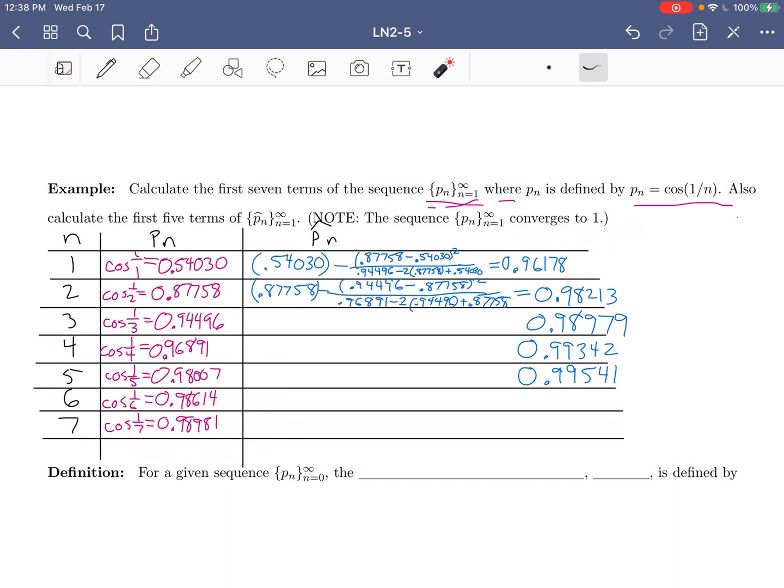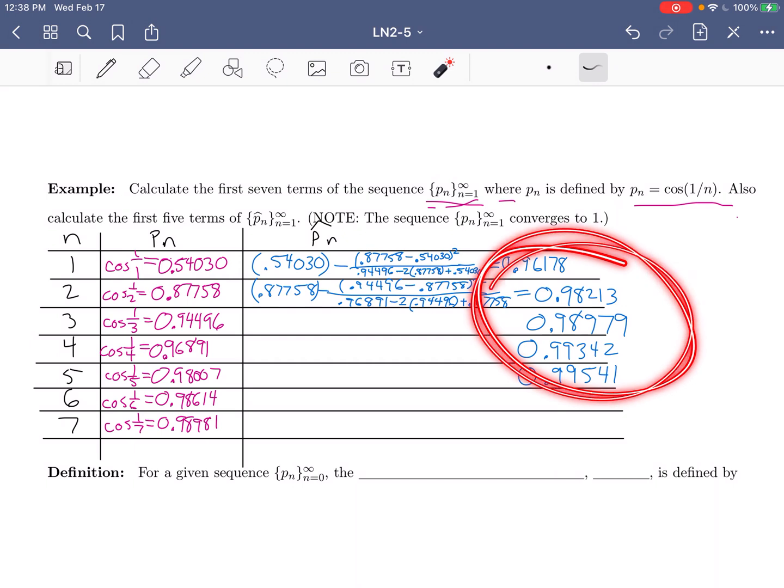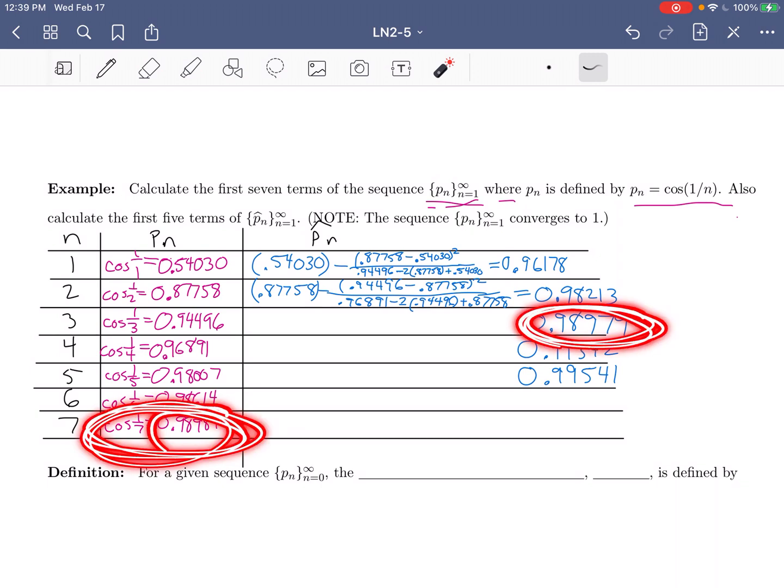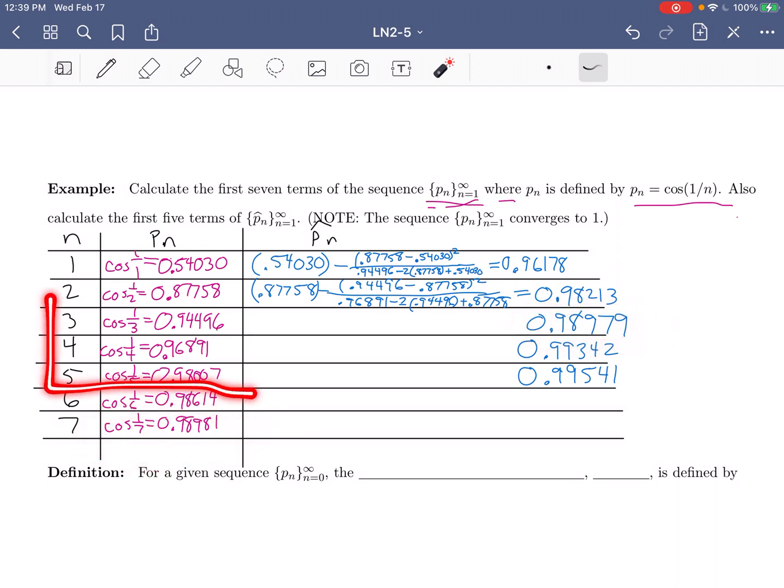We might notice that both of these sequences are converging to 1. Right here at this third term, we were already about as close as we were at the 7th term of the original sequence. Now remember, that third term only took into account these three values. So that is Aitken's method and how we would apply it.